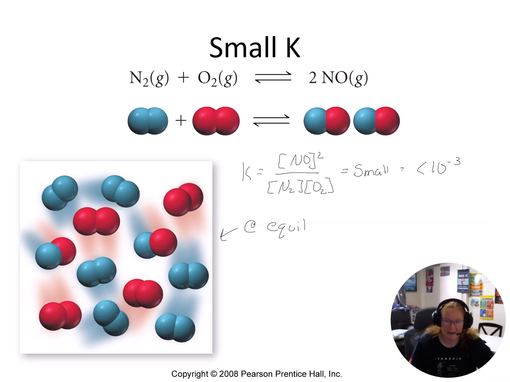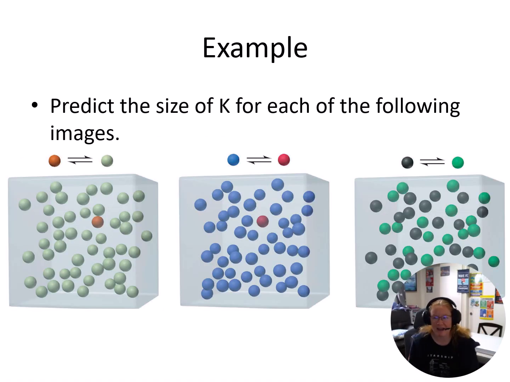When I look at this, the blue and red hooked together are my products, and I only have two of those products at equilibrium. I have a whole lot of those reactants. And so when K is small, the reactants predominate. Depending on how small that K is, not a whole lot of product gets formed, and it's mostly just left intact reactant. All right, so here I have some pictures for you.